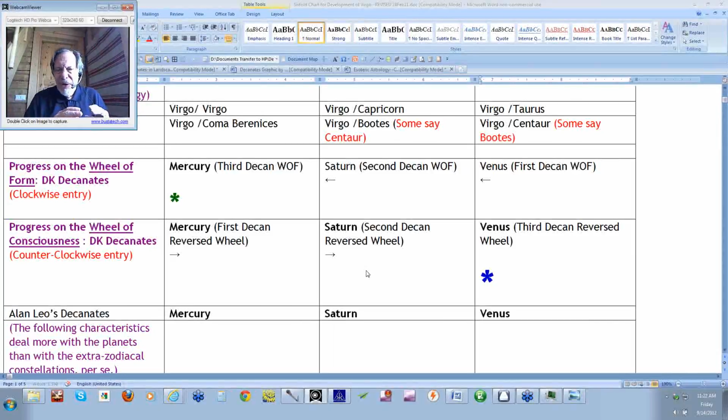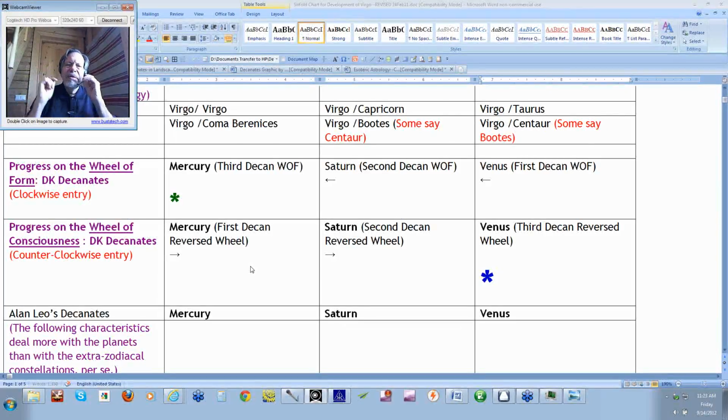Probably one of the ways of doing this is to begin this section over here, which would be moving clockwise with Venus, then Saturn, and then Mercury. So that would be going clockwise, and the other one would be going counterclockwise, and I begin over here with Mercury, Saturn, and then Venus. Okay, but I haven't done that.